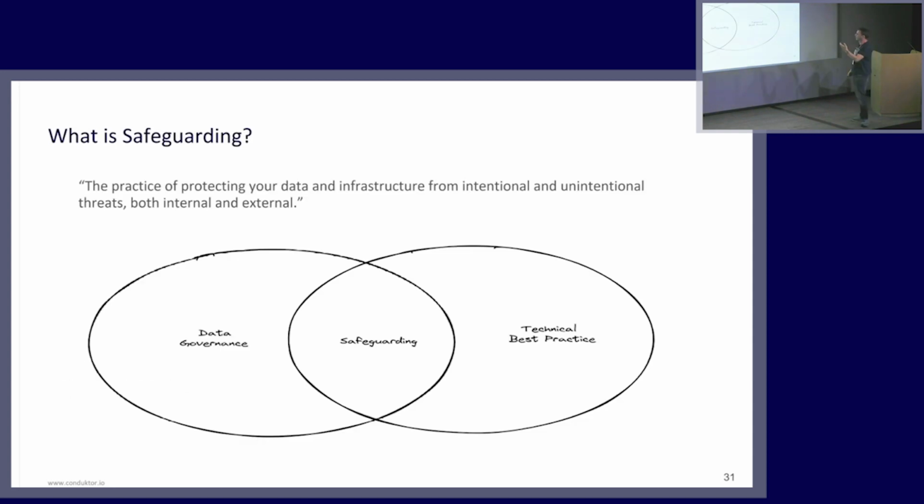So let's put a nice sentence behind that. Safeguarding is the practice of protecting your data and infrastructure from intentional and unintentional threats, both internal and external. It's a lot of words, but don't read the words. Look at the picture. Safeguarding is the intersection of data governance and technical best practice in order to make sure that your Kafka cluster is safe, secure, and high performant.